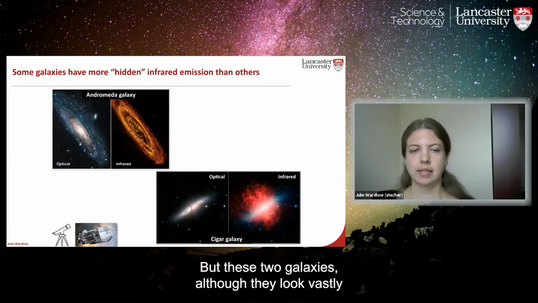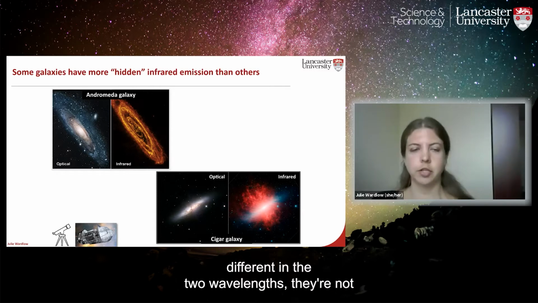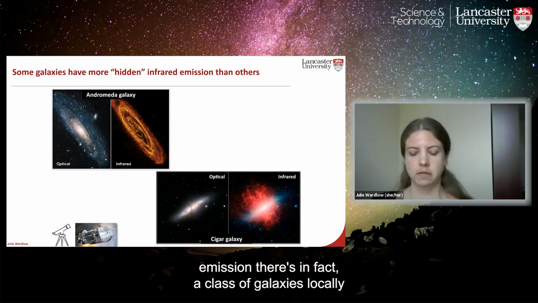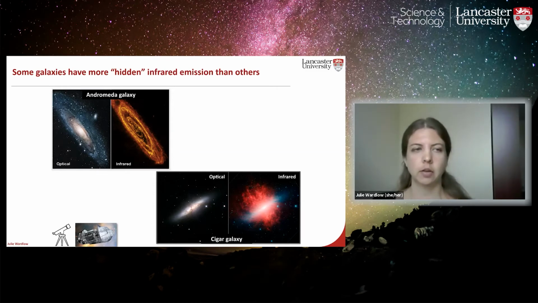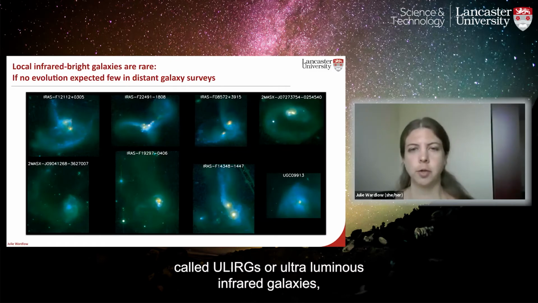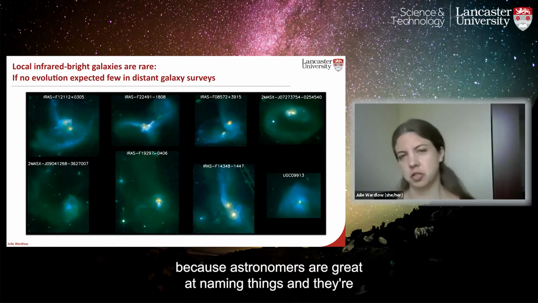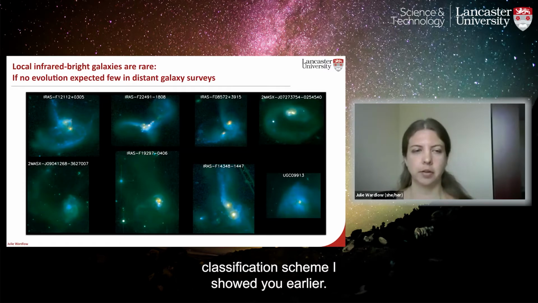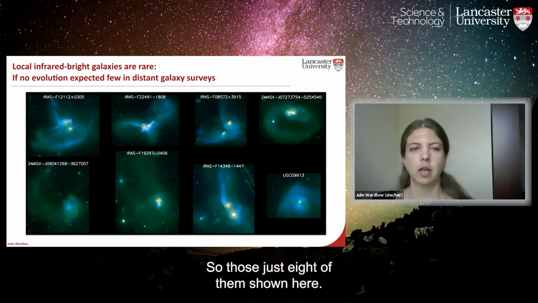But these two galaxies, although they look vastly different in the two wavelengths, they're not even the most extreme sorts of galaxies that have infrared emission. There's in fact a class of galaxies locally called ULIRGs, or ultraluminous infrared galaxies, because astronomers are great at naming things. And they're the ones that don't tend to fit in very well in this classification scheme I showed you earlier. So there's just 8 of them shown here.